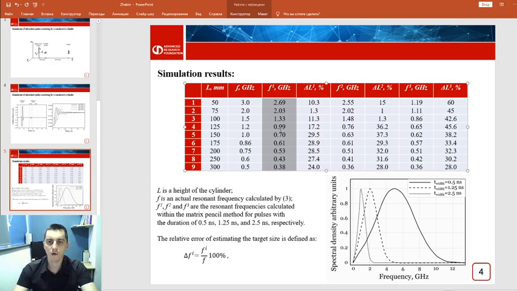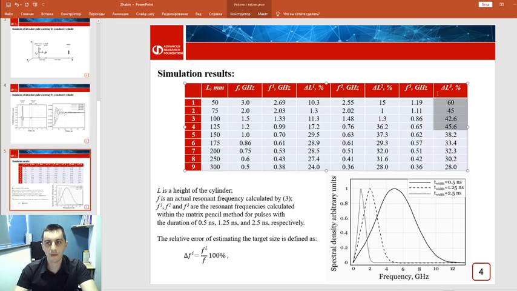The lowest value of relative error takes place in the case where the resonant frequency coincides with the pulse central frequency, where most of the signal energy is concentrated. The high value of errors for the wide pulse can be explained by the fact that the resonant frequencies corresponding to the cylinders with small heights are out of the signal bandwidth.